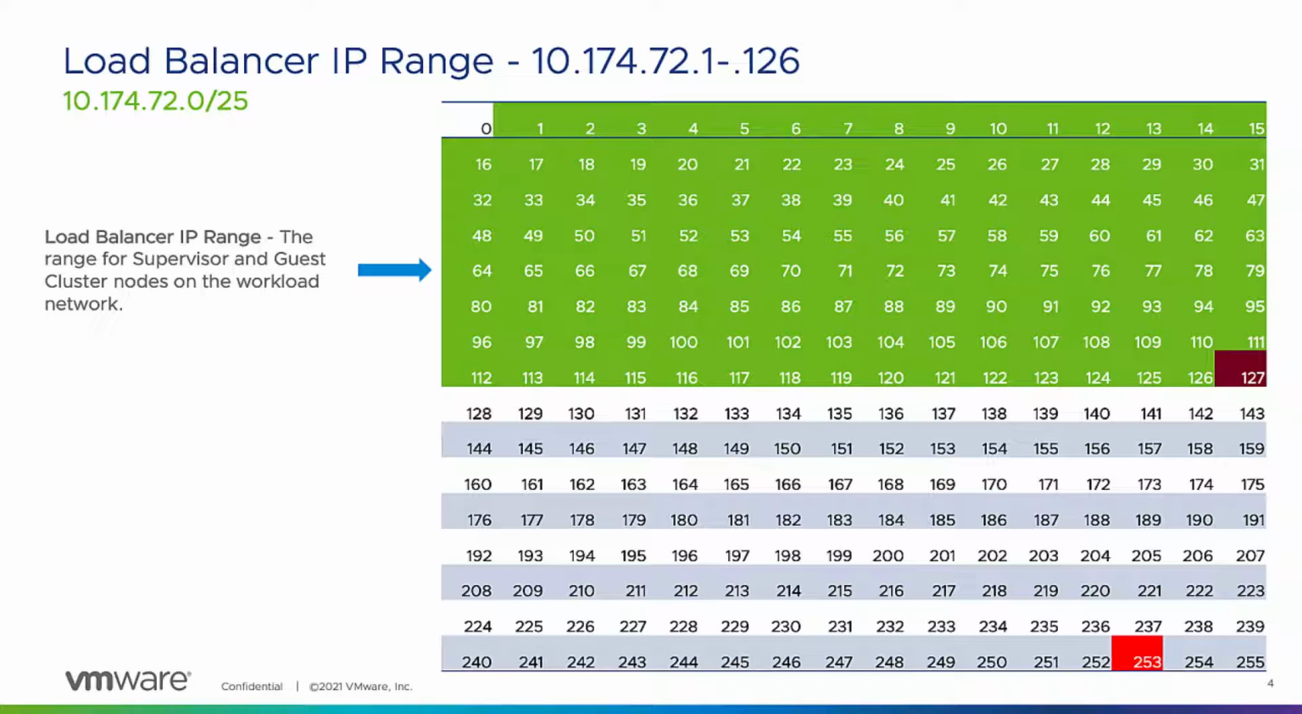Now let's move on to the load balancer IP range. This is the range for supervisor and guest cluster nodes on the workload network. In this example, we're using 10.174.72.0/25. That gives us a range from 10.174.72.1 to .126. These IP addresses will be used by TKG clusters and a number of other components within the workload network.